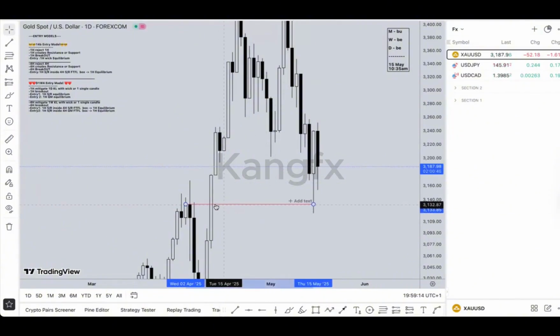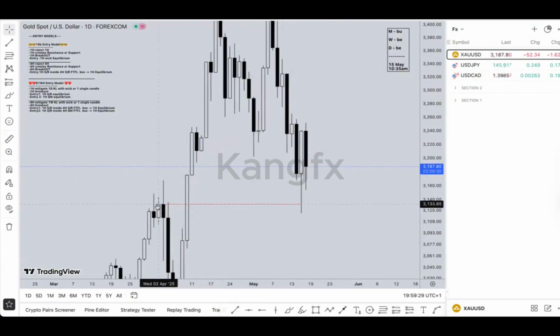And you can also use it for confirmation, where the market did not get to your TTFL. It can be used for confirmation when the market did not get your TTFL. And it can also be used for retracement or pullback entries.